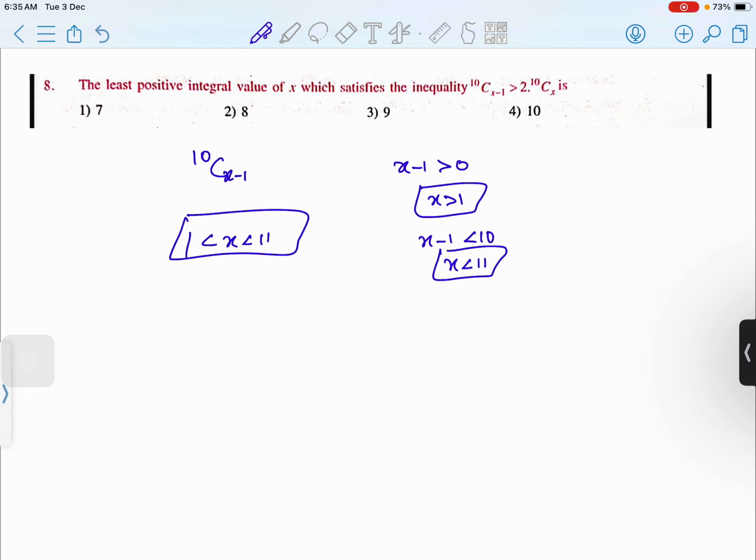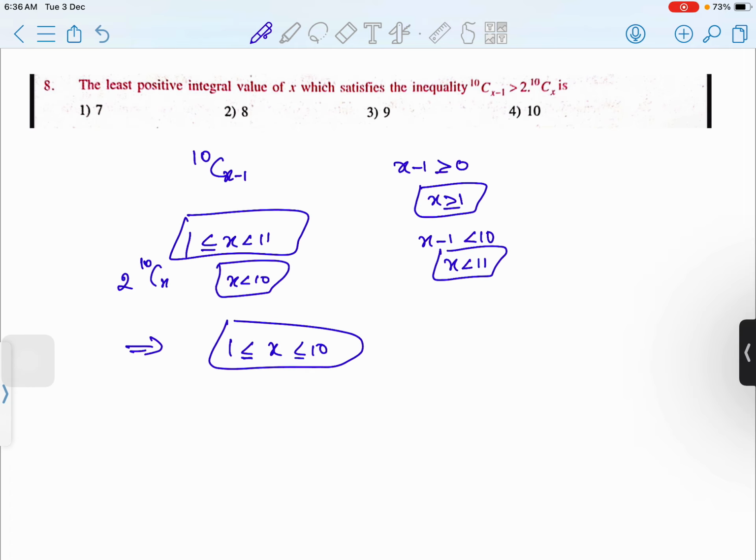And by the second inequality, 2 times 10Cx implies your x value should be less than or equal to 10. Overall now, x minus 1 is greater than or equal to 0. Here 1, here equals to, so x value can be equal to 1 till 10. Fine. So everywhere you will get inequality. So x value can be from 1 to 10.